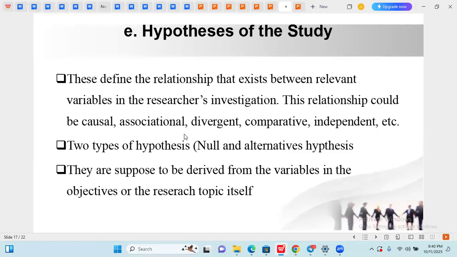Now, the hypothesis of the study. If you are doing quantitative research, primary or secondary, or you are in the sciences carrying out experiments, please, I beg you, you must have hypothesis testing. You must have hypotheses.